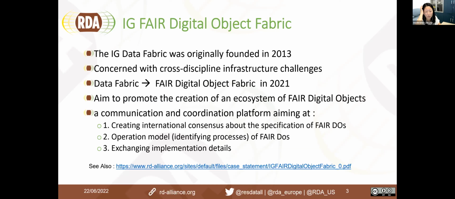In 2013, our interest group was originally founded, and at that time it was called Data Fabric. We are concerned with cross-discipline infrastructure and how to solve its challenges. Last year, many people were confused about the name, so we changed our name from Data Fabric to FAIR Digital Object Fabric. Now we are aiming to promote the creation of the ecosystem of FAIR digital objects.